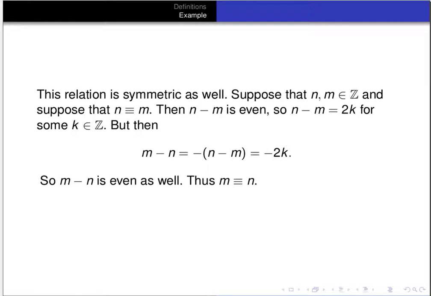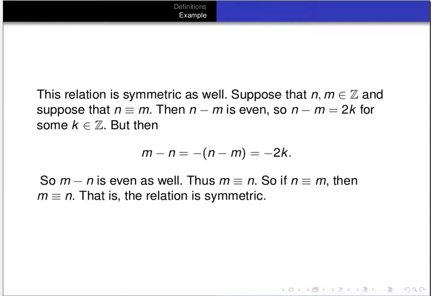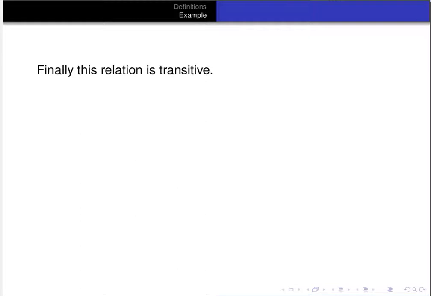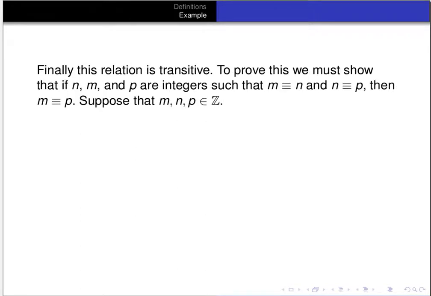Now let's prove that the relation is transitive. So we've got symmetry. Finally, let's prove that it's transitive. To prove this, we have to show that if we have three integers m, n, and p, such that m is related to n and n is related to p, then m is related to p. So let's suppose that we have integers m, n, and p. Suppose that m is related to n, and suppose that n is related to p.